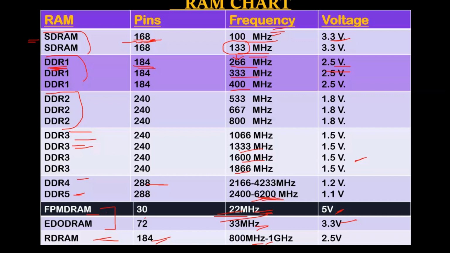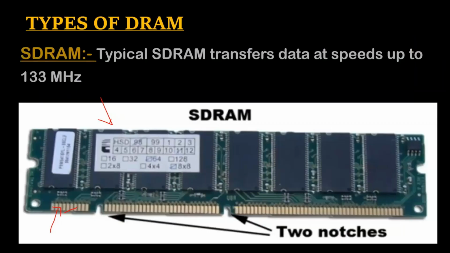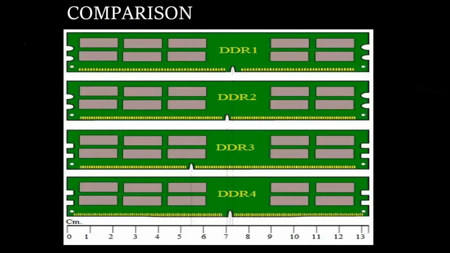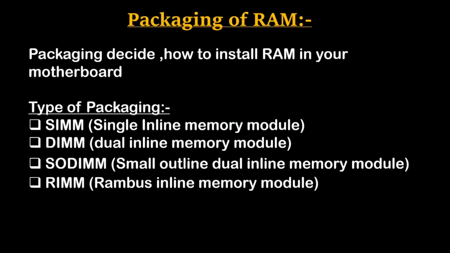Now after that, the next thing is SRAM. We discussed RDRAM, DDR also discussed. Okay. Now the thing is packaging of RAM. So what is the meaning of that packaging? Packaging means what? Packaging decides how to install RAM in your motherboard. It will decide how to insert RAM.